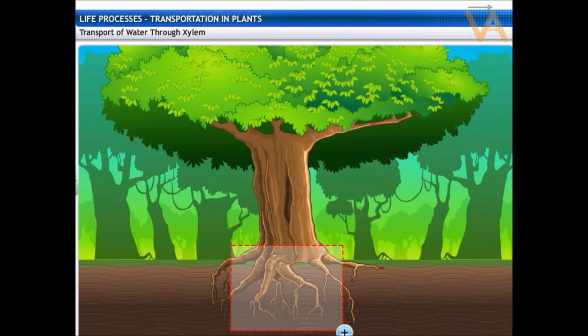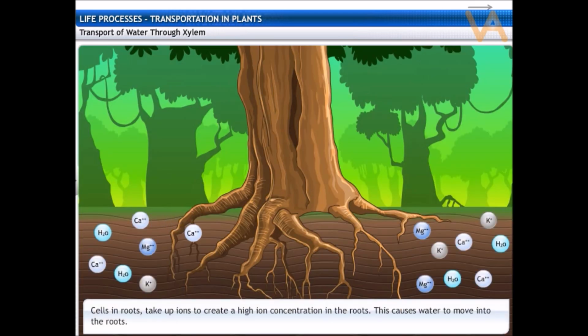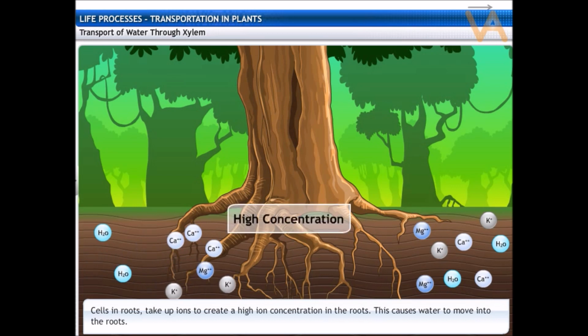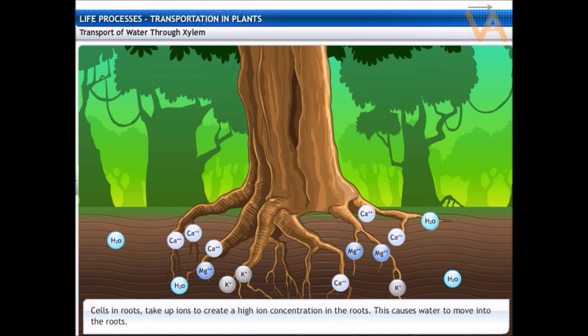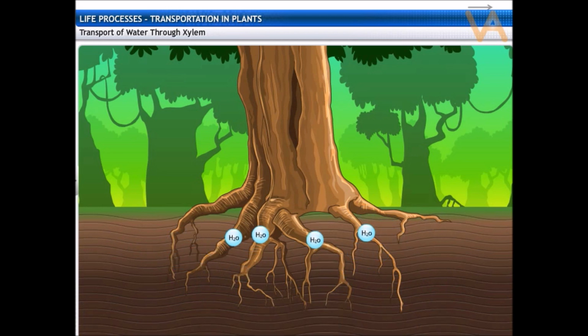Plants get their nourishment from soil. In the roots, the cells in contact with the soil take up ions. This creates a higher concentration of ions in the roots than in the soil. Therefore, water moves into the roots from the soil to eliminate this ionic difference.